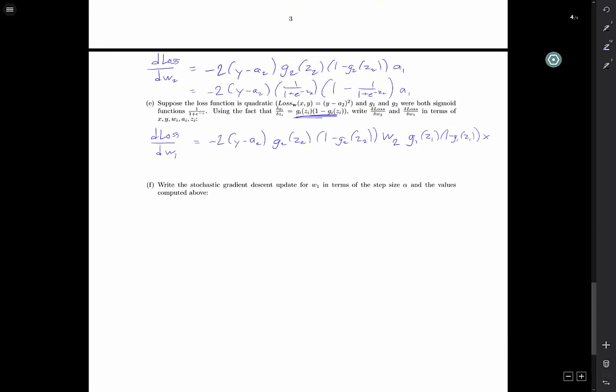Now in part F, they want us to write the gradient descent update for w1 in terms of step size alpha and the values computed above. So the gradient descent update is w1, and we want to go in the opposite direction of the gradient, so negative gradient, and the step size is alpha. And d loss dw1, we already calculated, is here, and you would plug in that value.